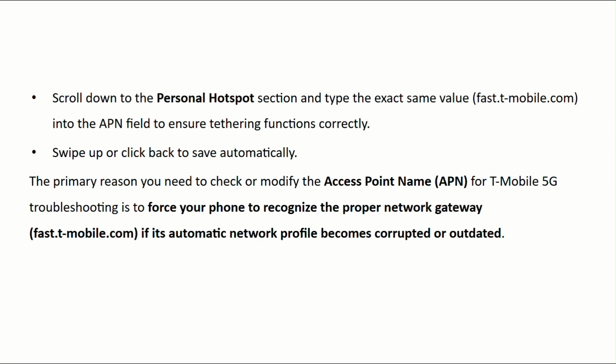The primary reason you need to check or modify the access point name, APN, for T-Mobile 5G troubleshooting is to force your phone to recognize the proper network gateway, fast.tmobile.com, if its automatic network profile becomes corrupted or outdated.